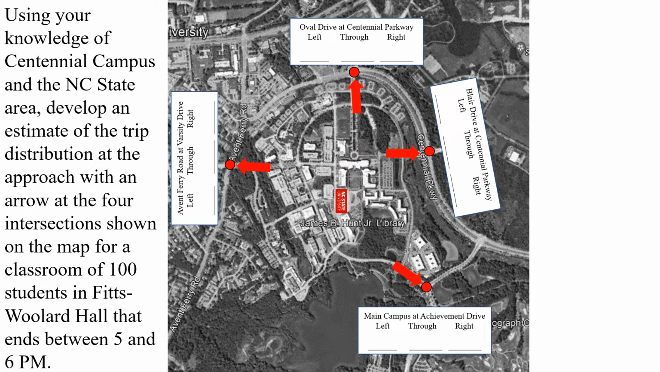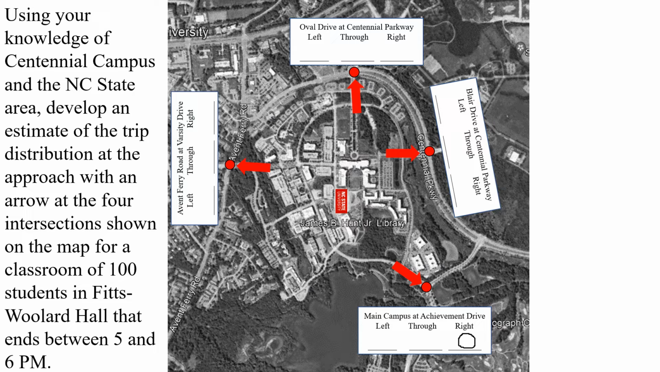So let's work on completing this. I'm going to start with a couple of the easier ones. In this location, main campus at Achievement Drive, there's no right turn. There's either lefts or throughs. So this would be an easy one to start with, that there's going to be no right turns there.